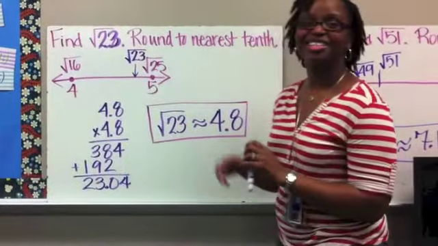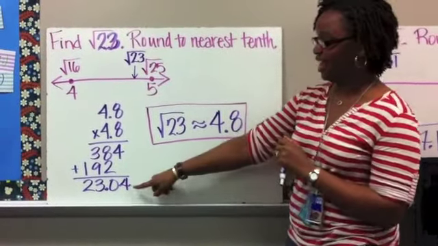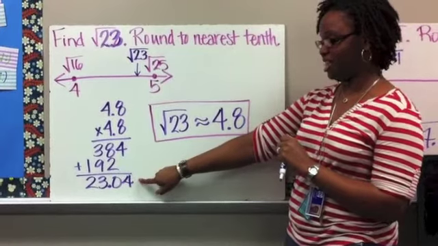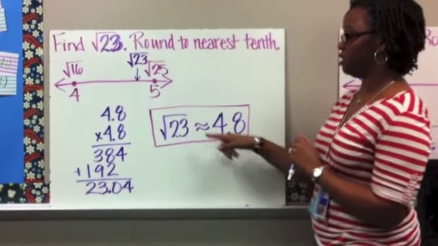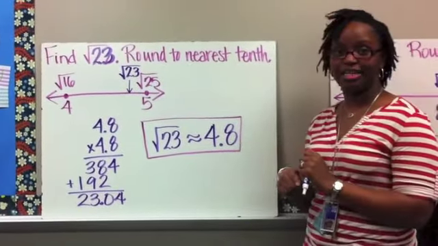Oh, my mistake. So you found the square root of 23. I don't think we're getting any closer to 23 than that. So our square root of 23 is approximately 4 8/10.